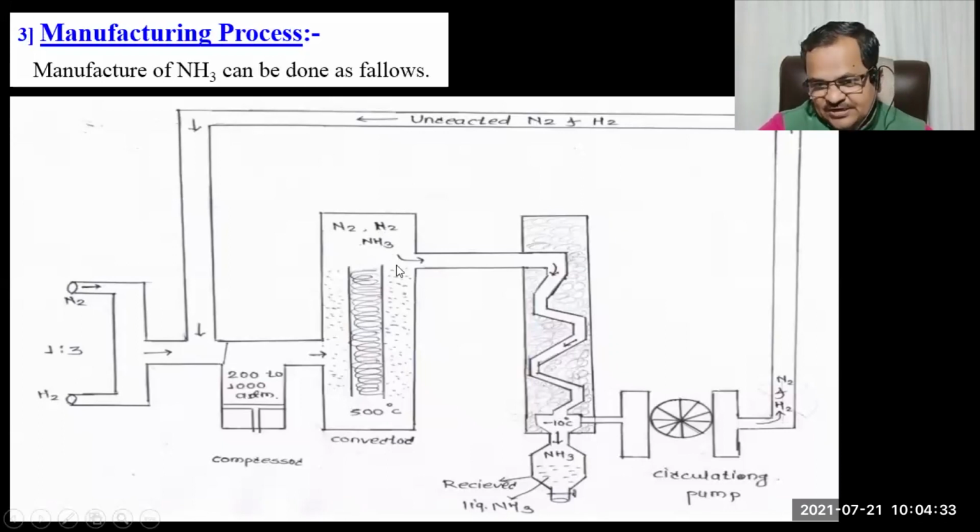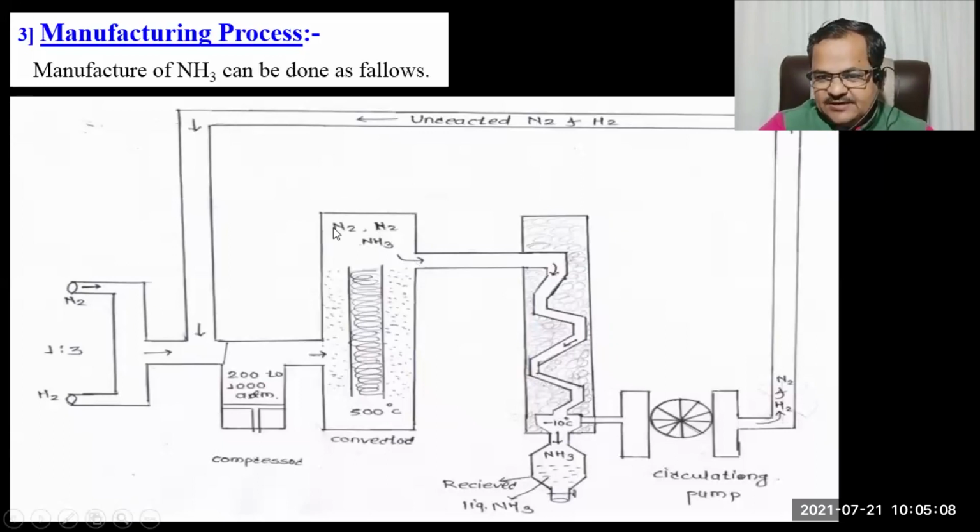So here the unreacted N2, unreacted H2, and the formed NH3 are further fed to what is called the condensing coil. This is the condenser. This is a coil, and this is the freezing mixture. This coil or condenser has a temperature of -10 to -20 degrees Celsius.